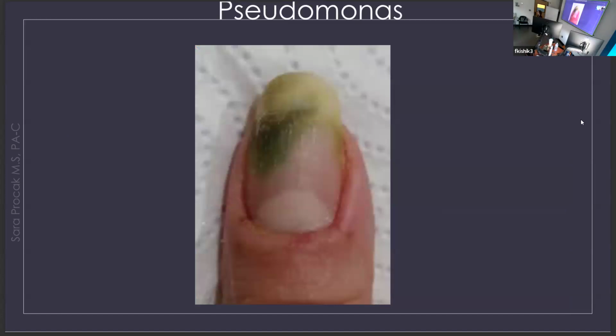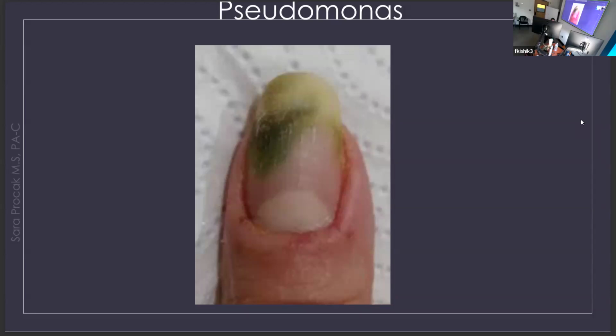Green nail syndrome is caused by Pseudomonas. We see this a lot with onycholytic nails, where Pseudomonas takes up residence and can cause infection of the nail plate, and it produces a pigment called pyocyanin, which turns the nail green. Now, this is treatable, but it takes a long time. So that's another reason not to get your nails done. You might also want to avoid fungal infections that can get underneath there as well.